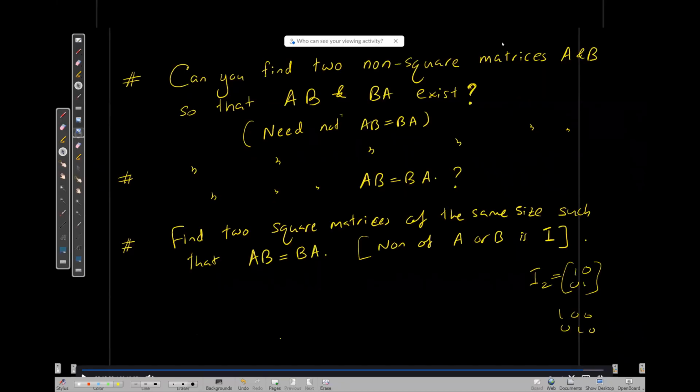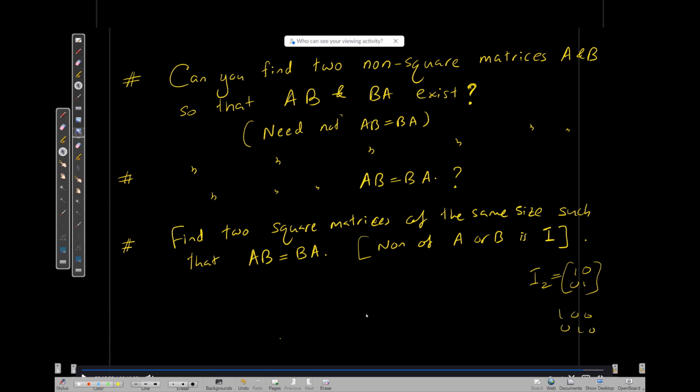Hello and welcome. Today, again, we are going to talk more about matrix multiplication. These are the questions that I posted last time. Let's start there. Can you find two non-square matrices A and B such that AB and BA exist?